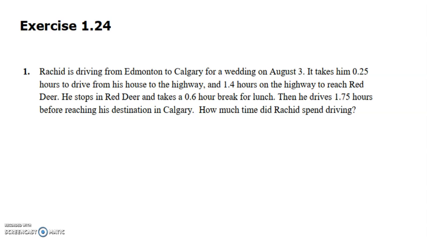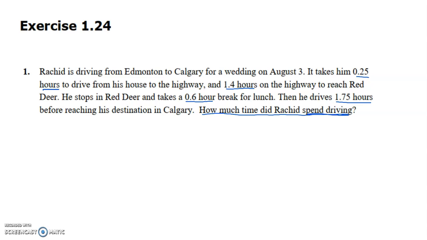Let's take a look at the first question of the exercise. This is a question where you have to be really careful as you read, because sometimes you have numbers that are not required in the solution. So Rashid is driving from Edmonton to Calgary for a wedding on August 3rd. It takes him 0.25 hours to drive from his house to the highway and 1.4 hours on the highway to reach Red Deer. He stops in Red Deer and takes a 0.6 hour break for lunch. Then he drives 1.75 hours before reaching his destination in Calgary. How much time did Rashid spend driving?